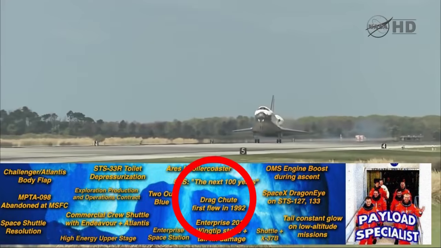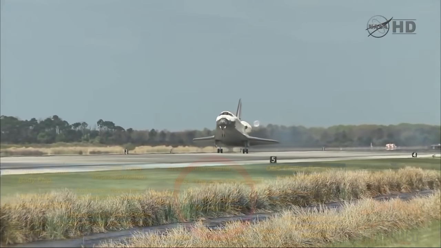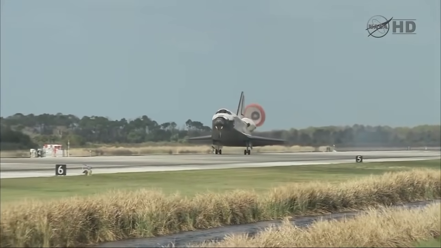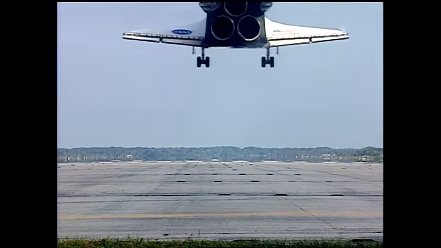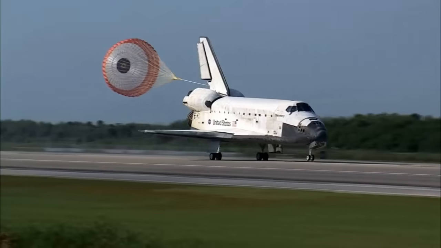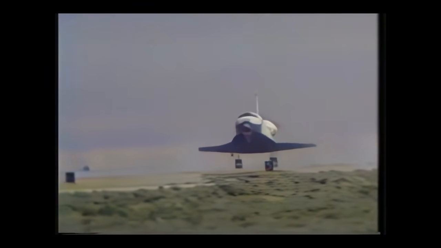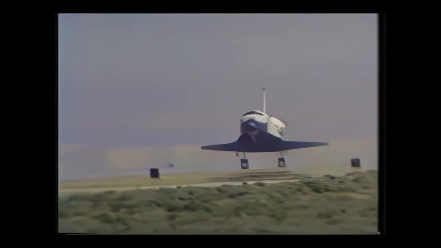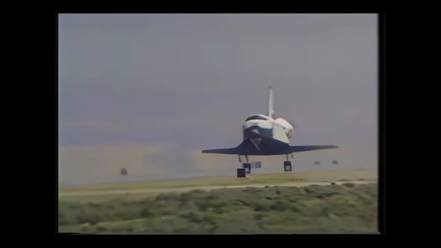The shuttle's drag chute is a somewhat iconic part of the landing process. People tend to know the order of events: wheels out, main gear down, drag chute out, forward gear down. However, it wasn't always this way. In fact, the drag chute wasn't introduced until 1992 on STS-49, the maiden flight of Space Shuttle Endeavour.